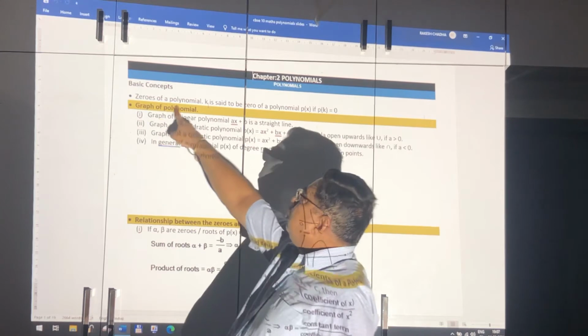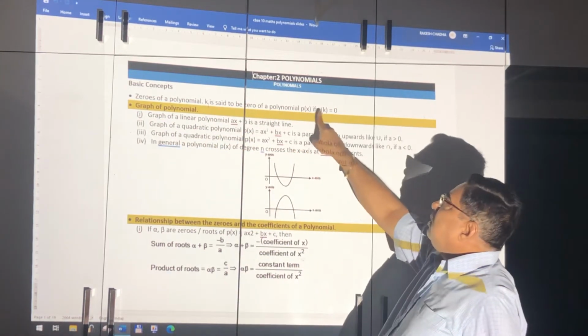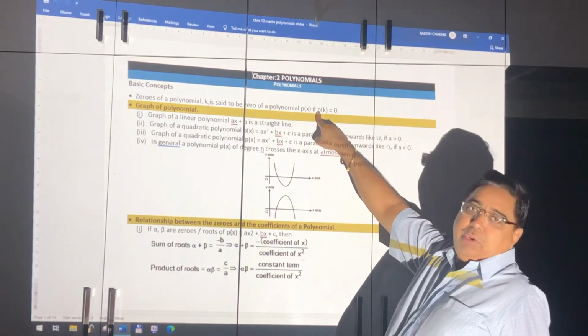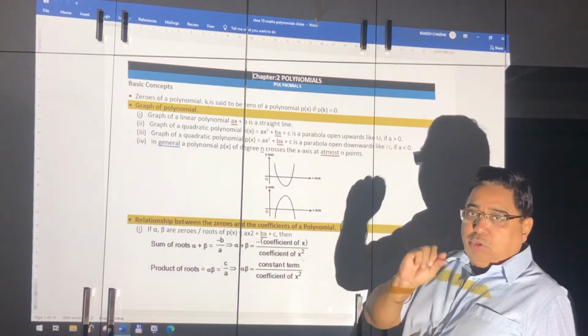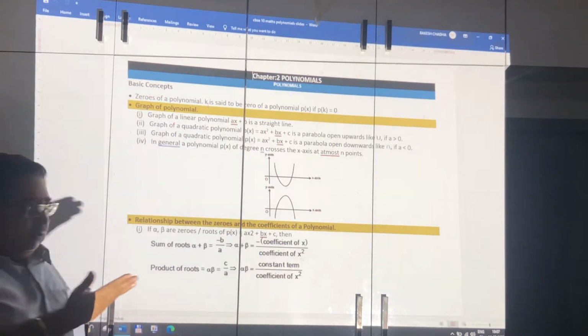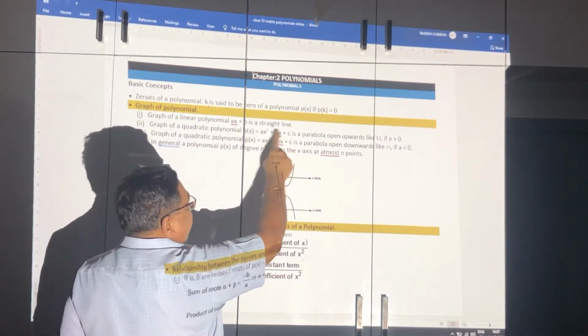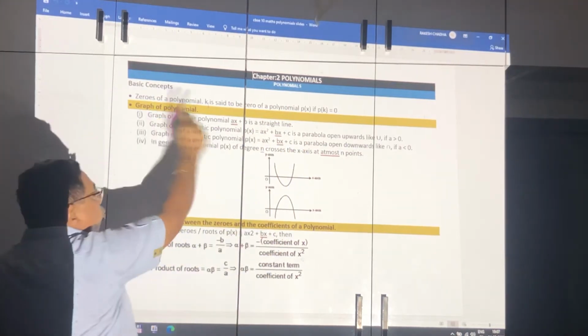Zeros of a polynomial: in terms of k, it is when you get an answer equal to 0. If I put this value in the equation and I get 0, then it is a root. Zero means root. So if I put x values in this equation and I get 0, then it is a root. It is a zero of this equation.